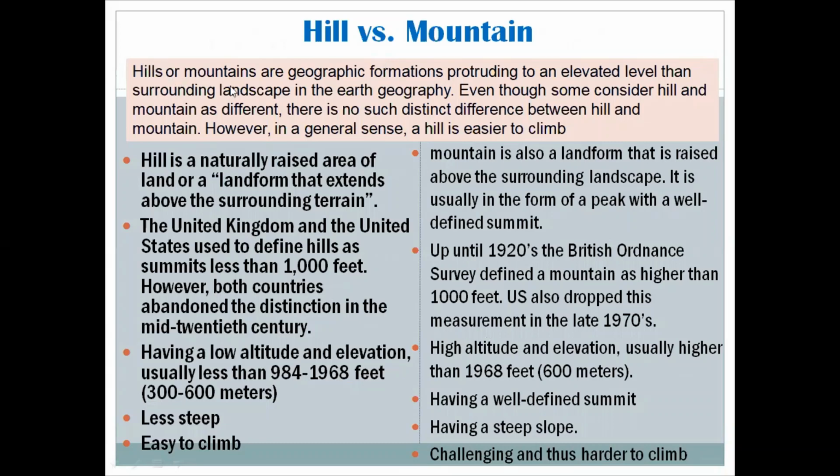So hill and the mountain are geographic formations producing an elevated level compared to the surrounding landscape in the earth's geography. So both hills and mountains are altitudinal objects जिनको height होती है, जो निकले होते हैं, जो ऊपर होते हैं.